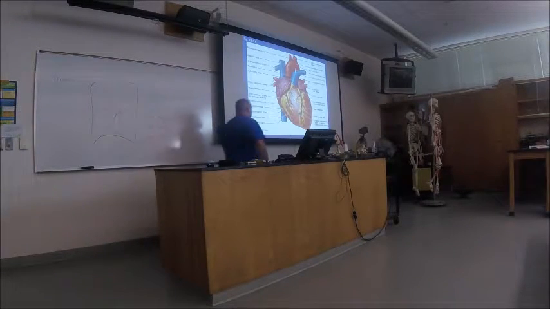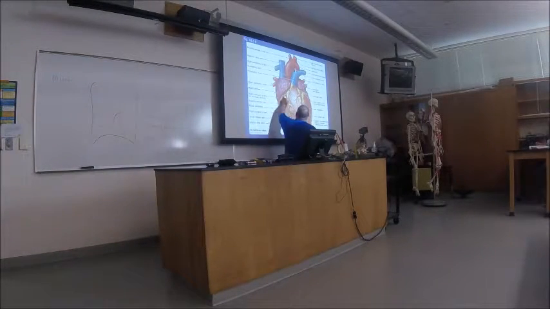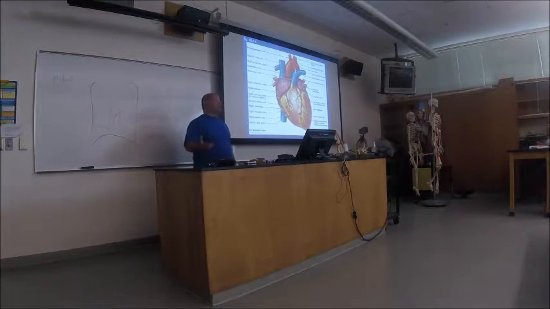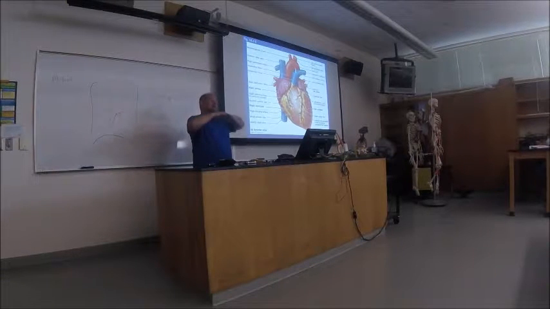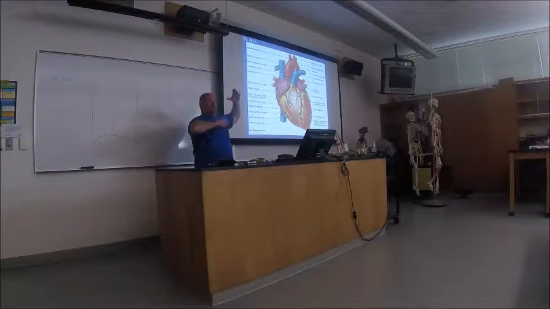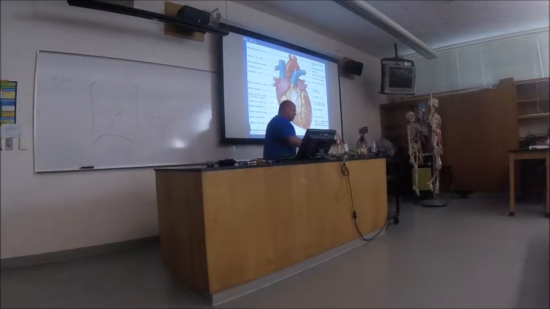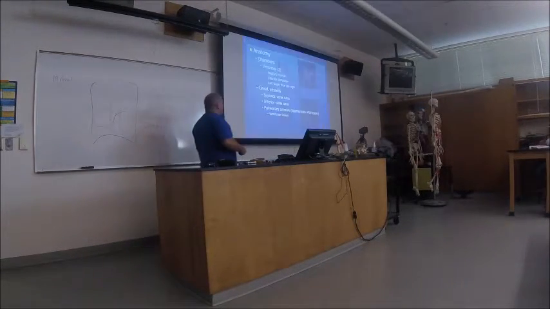And we also have this groove right here, which is called the coronary sulcus, or the atrioventricular sulcus, and that's the distinction between the atria and the ventricles. So again, it's just a little X marks the spot on the surface of the heart. Let's go back to the circulation.